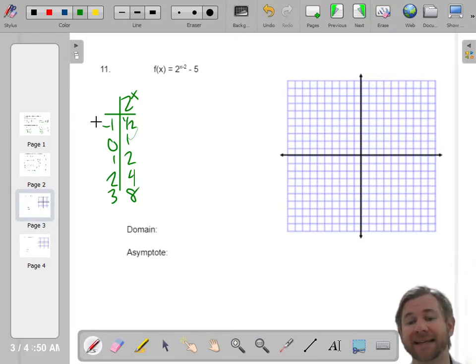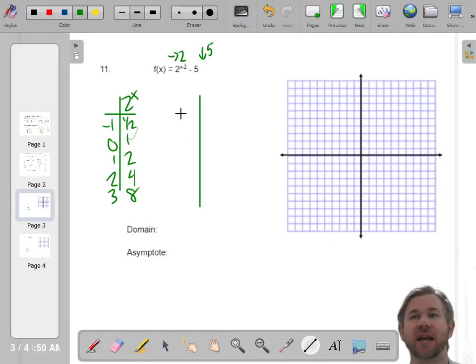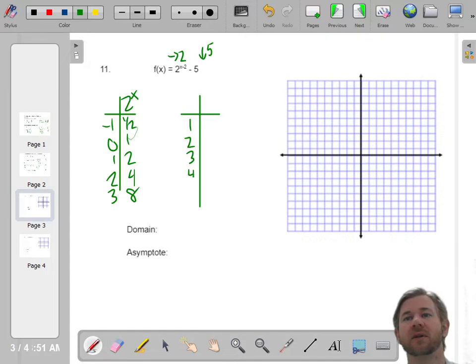I'm going to translate that. And to translate that, I'm going to look here, and if it says x minus 2, that means I'm going to go right 2. And on the outside, if it says minus 5, I'm going to go down 5. So once I have the translation, now it's easy to change this table. If I go right 2, that'll change the x's. So add 2 to all the x's. Negative 1 plus 2 is 1. Add 2 to all these. Subtract 5. So 1 half minus 5 is negative 4.5.